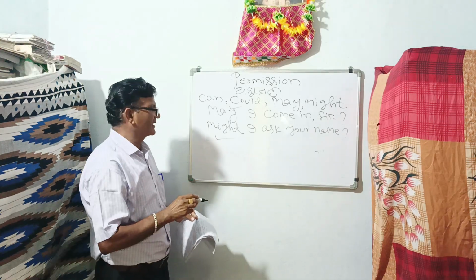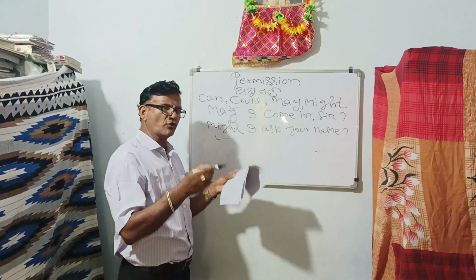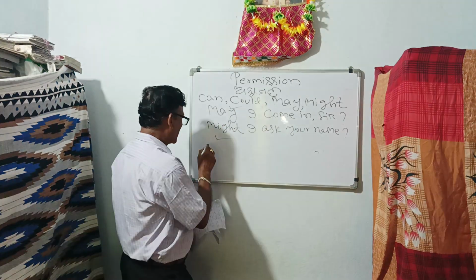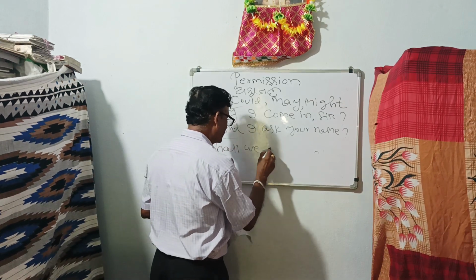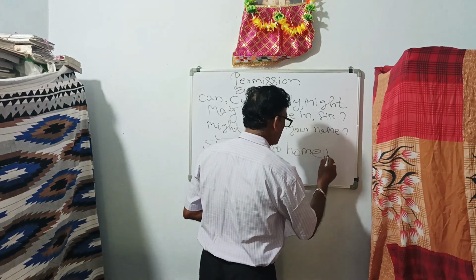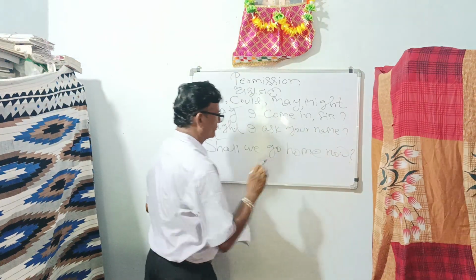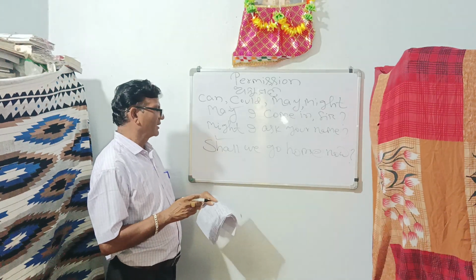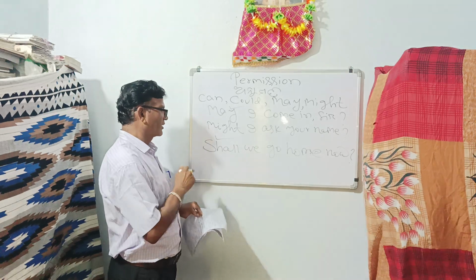Can, could, may, might. Then shall, modal auxiliary verb. It is also used to express permission in a sentence. How? Shall we go home now? Here, the children or the students seek the permission of their teacher to go home.